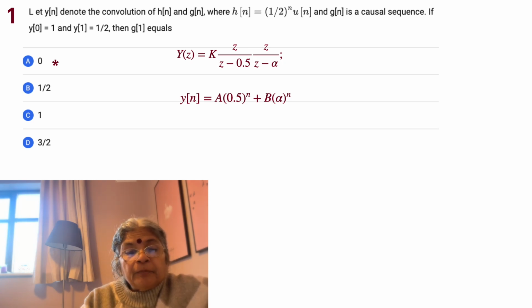Now we can substitute for y[0], where y[0] is equal to 1, that will be given by A plus B, because n equal to 0 gives you 1 for both 0.5 raised to n as also alpha raised to n. Next comes y[1]. y[1] is equal to half, and we realize that 0.5 raised to 1 is half. So A equal to 1 and B equal to 0, or alpha equal to 0, or the second component g[1] is equal to 0. Any of these can be surmised. Obviously g[1] is equal to 0. So that's how you can solve the first problem.